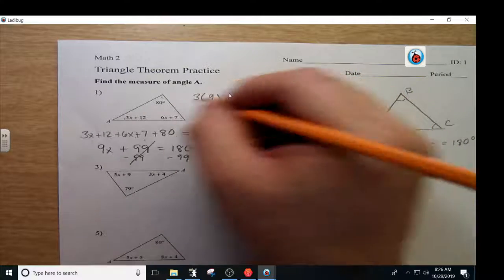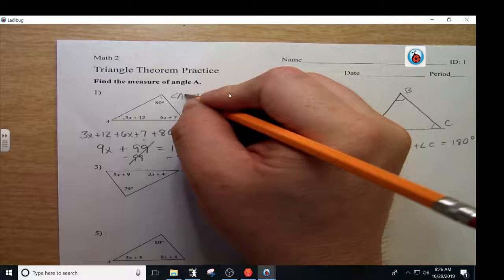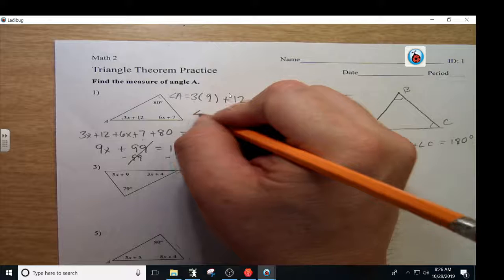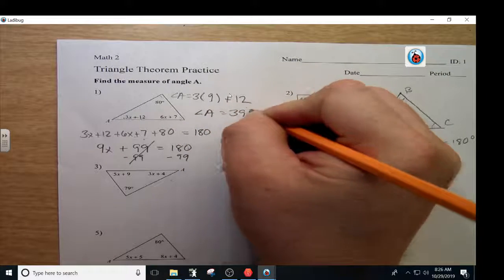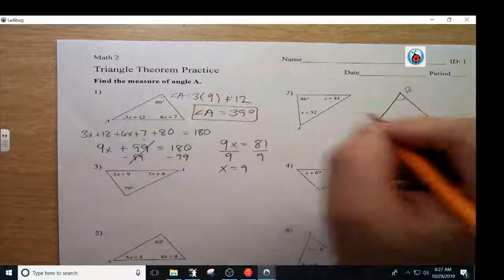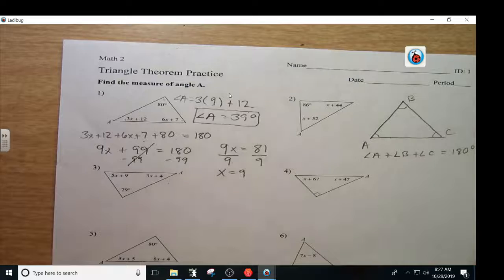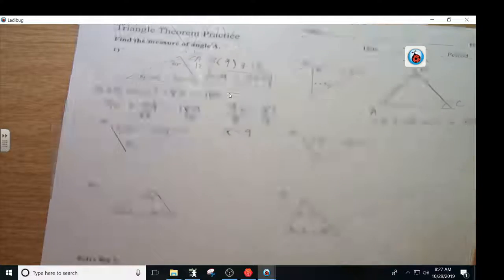All right, now, so angle A. 3 times 9 is 27, plus 12 is 39. Angle A is 39. What do y'all think about that? Pretty easy, right? Do y'all need to see another example for 1 through 6? Okay. All right, now, let's look down here at the bottom.